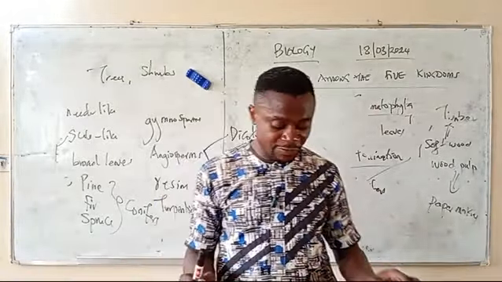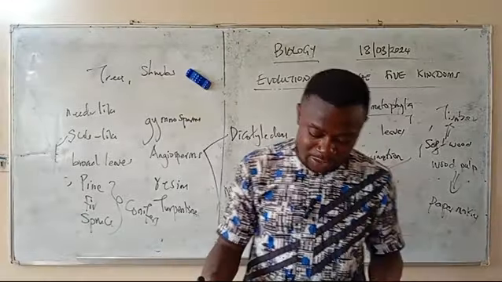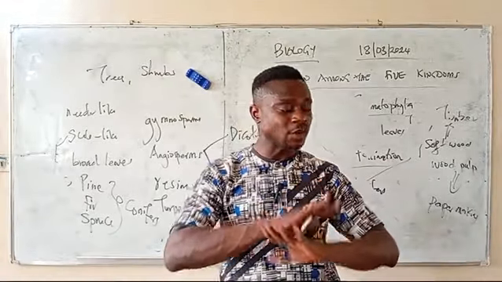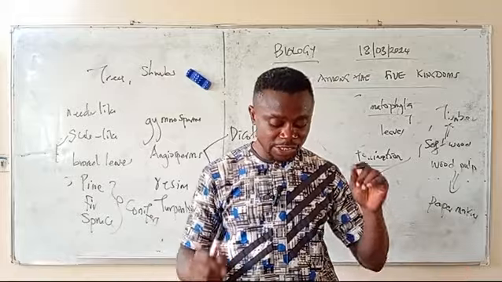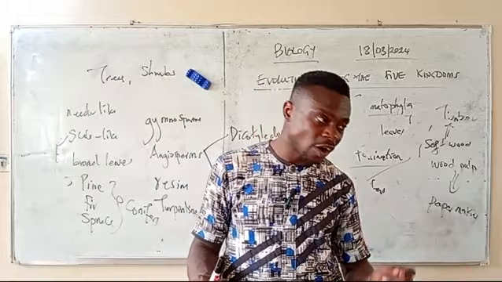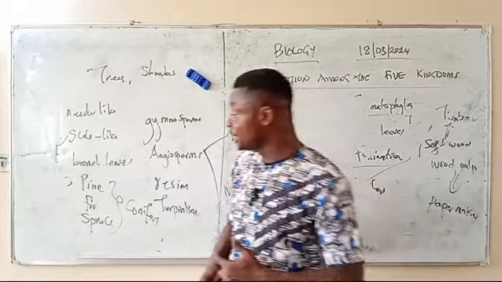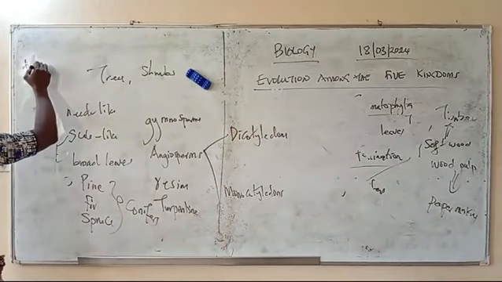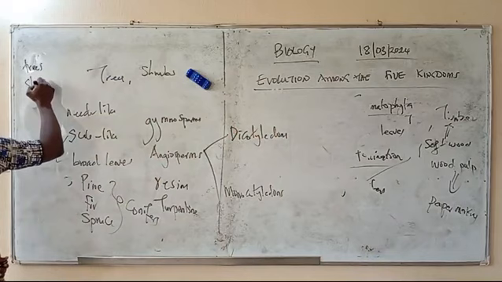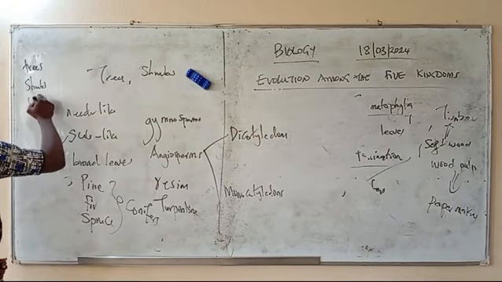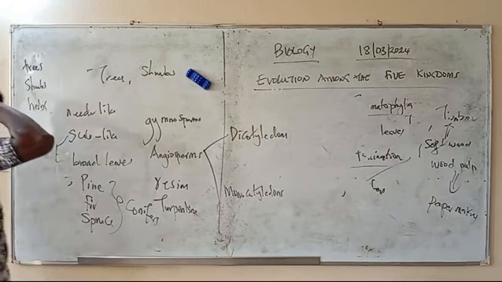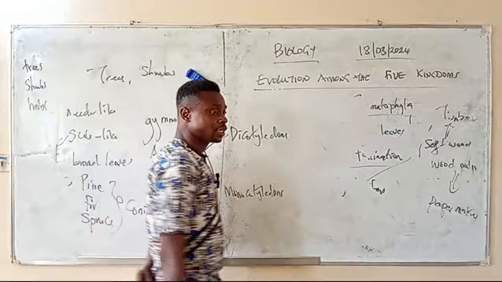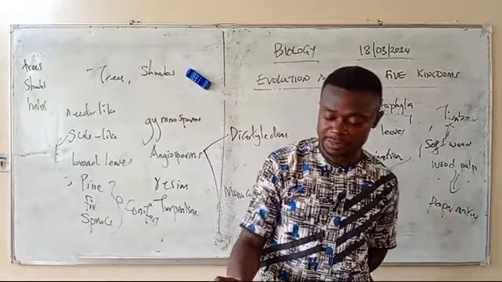Let's now look at the features of these dicotyledons. Dicotyledons are mainly trees, shrubs, or herbs. They can be trees, shrubs, or herbs.